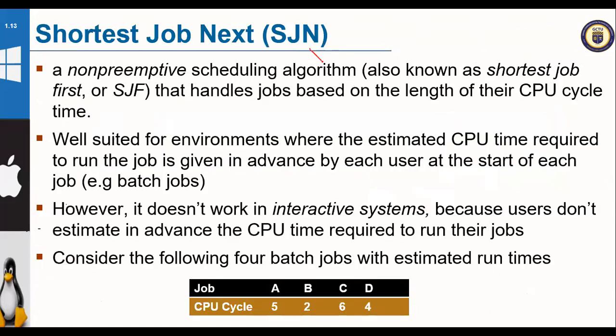Then comes the next algorithm, that is the shortest job next. Okay, this is also a non-preemptive scheduling algorithm, also known as the shortest job first. This is the shortest job next, also called the shortest job first. This handles jobs based on the length of their CPU cycle time.